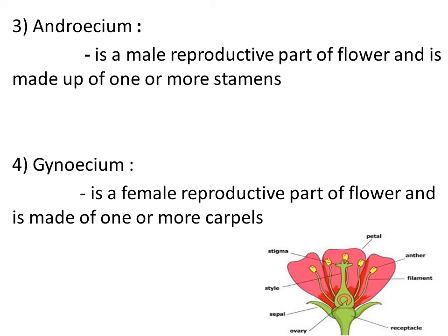What do you mean by carpel? The carpel is a unit of the gynoecium, right? Each carpel consists of three basic parts. The tip of the carpel is called the stigma, and an elongated tube-like structure connected with the stigma is called the style. You just observe the diagram. The tube-like structure connected with the stigma is called the style, and the base of the carpel is called the ovary. So these three parts are present in the carpel.